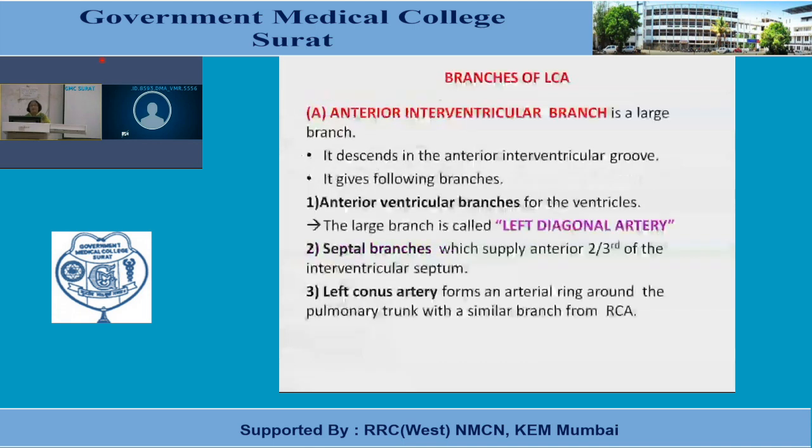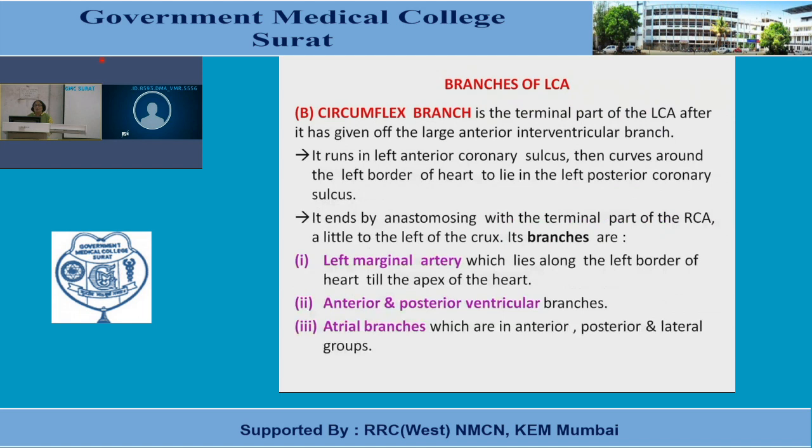Now in detail, the anterior interventricular branch of the left coronary artery is a large branch. It descends in the anterior interventricular groove as seen in the diagram. It gives other branches, the anterior ventricular branches for the ventricles, and the large branch called the left diagonal artery. Another is the septal branches, which supply the anterior two-thirds of the interventricular septum, as we have seen in the transverse section. Then the left conus artery forms an arterial ring around the pulmonary trunk with a similar branch from the right coronary artery.